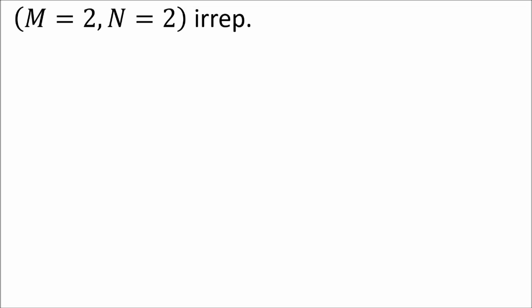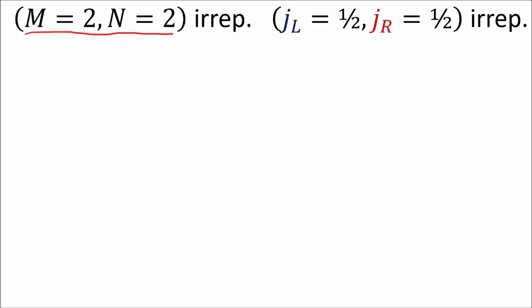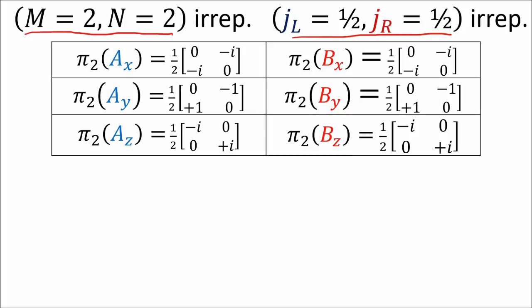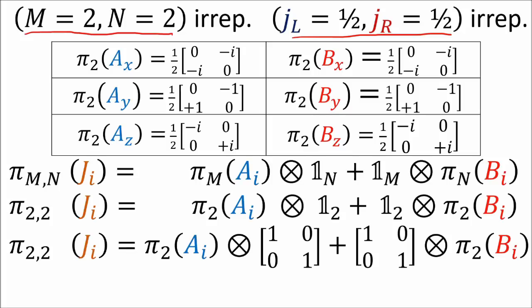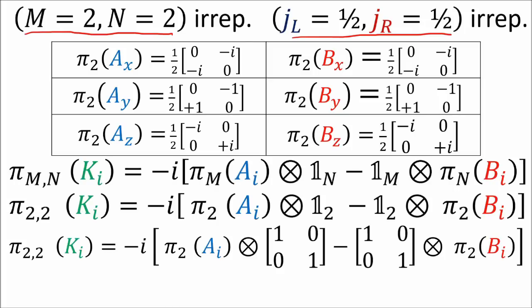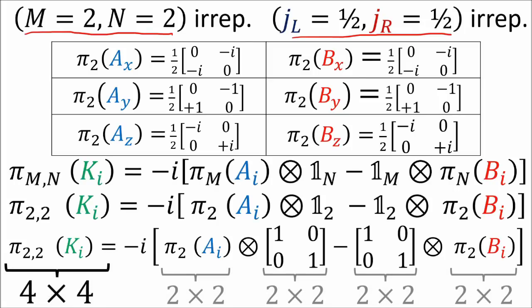Now, let's look at the m equals 2, n equals 2 representation. In terms of spins, this is the 1/2, 1/2 representation. This is the representation that transforms 4D spacetime vectors. When looking at the formulas for rotation generators, both the SU2 generators and the identity matrices are 2x2, and so their tensor products result in 4x4 matrices. The same is true for boost generators.